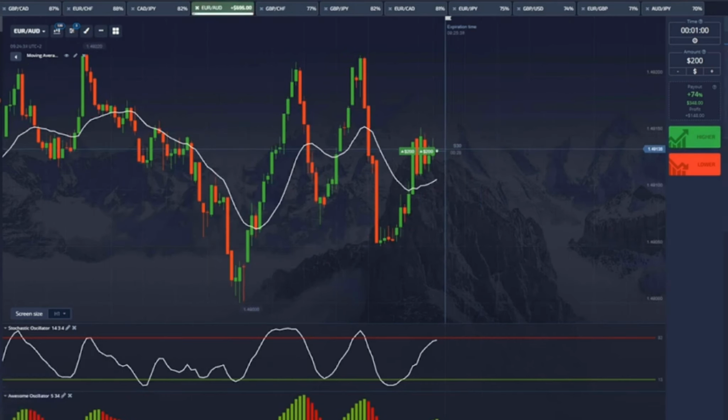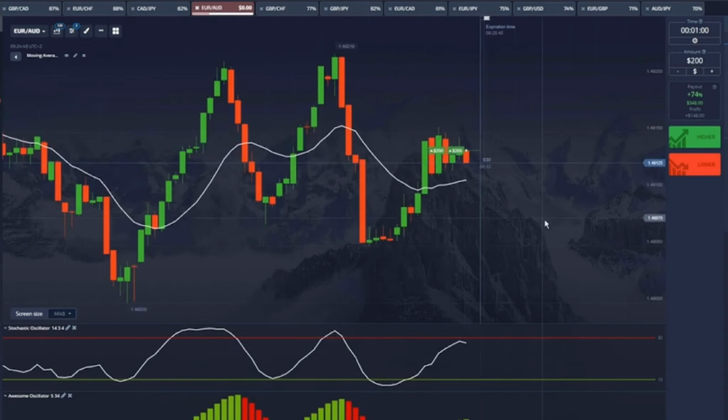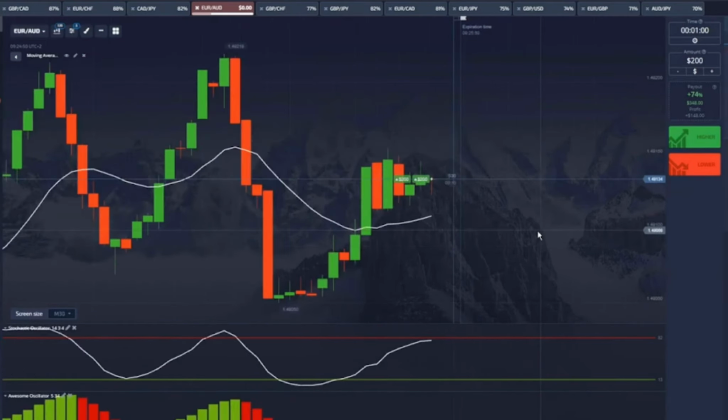Here is a good moment for call option trades as the stochastic oscillator is at the overbought line, but the Awesome Oscillator still indicates a strong upward momentum, which means the market will still go upward, giving room for the call option trades to close with profit.